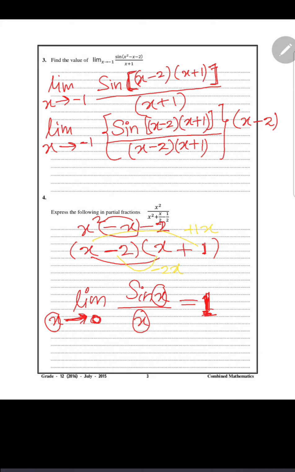To cancel that x minus 2, I have to multiply the entire expression by x minus 2. Now this part, from the theory, is equivalent to 1. Now substitute minus 1 for this bracket to have the answer. What is it? 1 into, substituting minus 1 for x, minus 1 minus 2 is minus 3. Answer is minus 3.